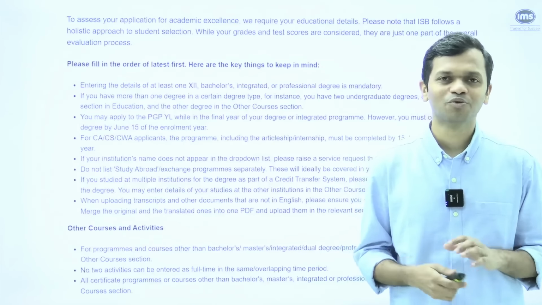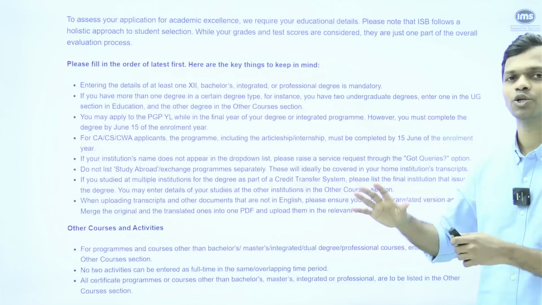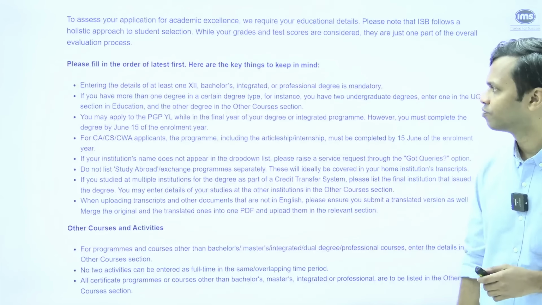So you have to start with your 12th, right? And then whatever you have done, graduation, post-graduation, or any professional qualification that you have, you can enter all of that information. Again, I'm not going to walk you through all of this because I suggest that you read it while you're filling the form. But you'll have to enter whatever is there, your 12th, graduation, integrated program, or anything else. If you have more than one degree, then enter one in the UG section and the other in the other courses section. There is a section called other courses. You will be able to fill it there.